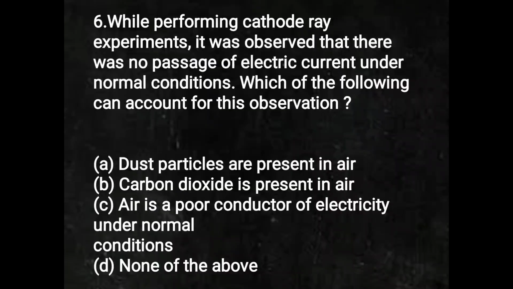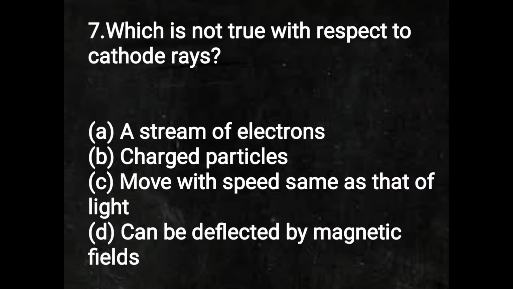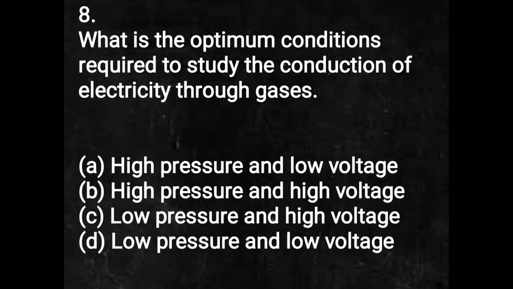While performing cathode ray experiments, it was observed that there was no passage of electric current under normal conditions. Which of the following can account for this observation? Option C. Air is a poor conductor of electricity under normal conditions. Which is not true with respect to cathode rays? Option C is the right option here.